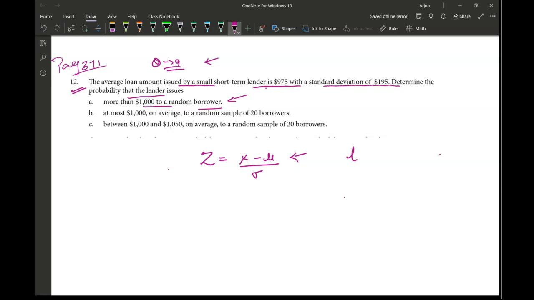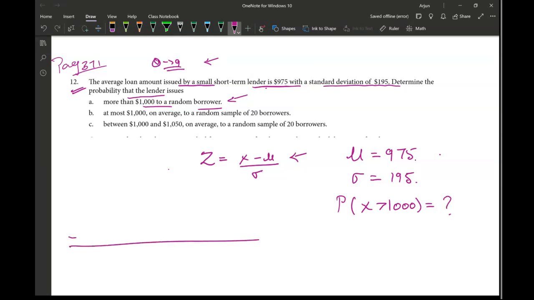So the mean value for the population is given to me, 975, and the standard deviation sigma is 195, and we are looking for the probability that more than $1,000 is issued to a random borrower. What is the probability of that? X greater than 1,000, that's what we are looking for. So again, I'm going to first of all draw the normal distribution graph. That's how it's going to look. And here the mean value is 975, and the standard deviation is 195.